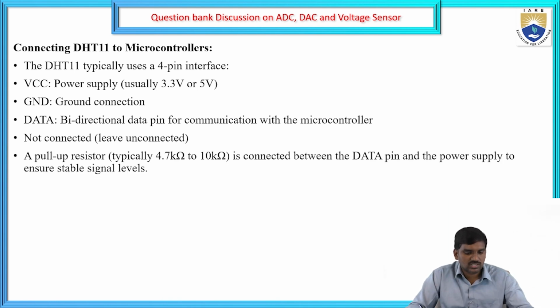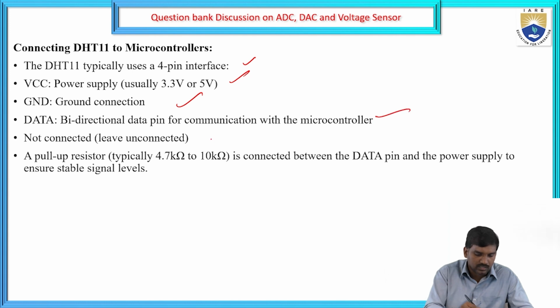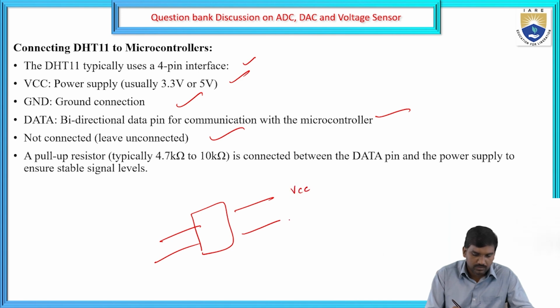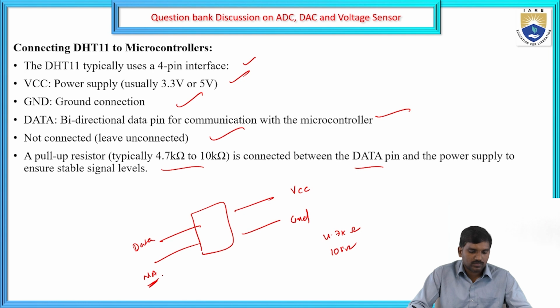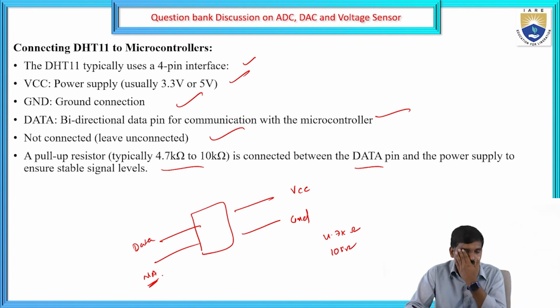So here are some specifications to connect the DHT11 sensor to the microcontroller. DHT11 typically uses a 4-pin interface, only 4 pins. One is ground, one is the data, one is the input voltage. So those are the four pins: VCC, ground, data, not connected. Very simple. And a pull-up resistor, typically 4.7 kilo ohms to 10 kilo ohms, is connected between the data pin and power supply to ensure stable signal levels. These are the points.